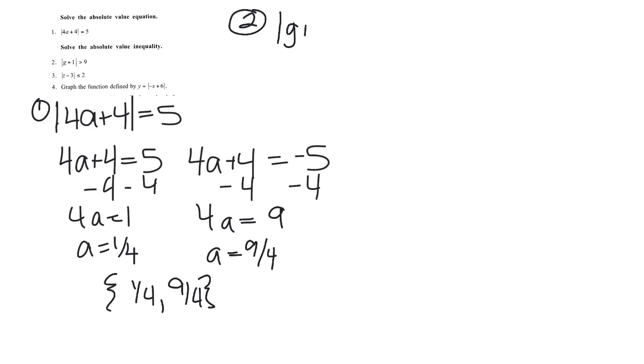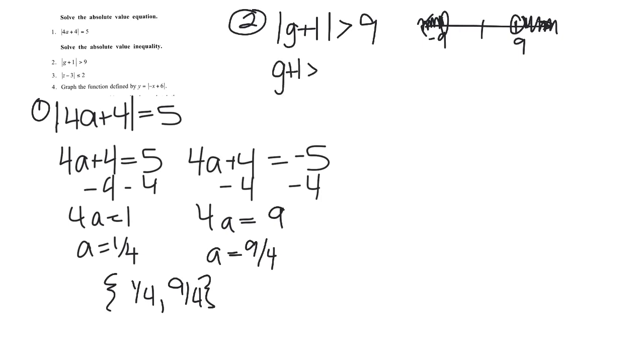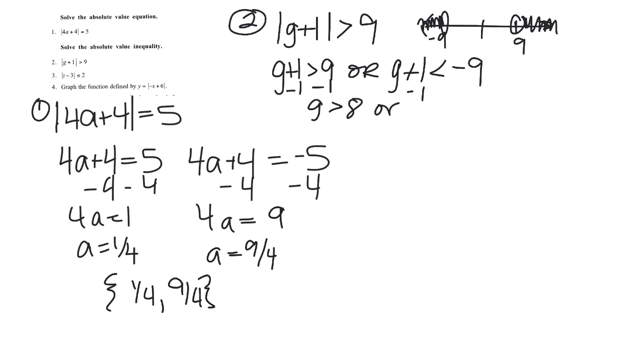That's the absolute value of g plus 1 is greater than 9. Well, when we looked at the greater thans, we want more than 9 away from 0. So that was greater than 9, or it was less than negative 9. So we write our two inequalities, g plus 1 is greater than 9, or g plus 1 has to be less than negative 9, and that will give you an absolute value that's greater than 9. And then you can solve them. G is greater than 8, or g is less than negative 10.